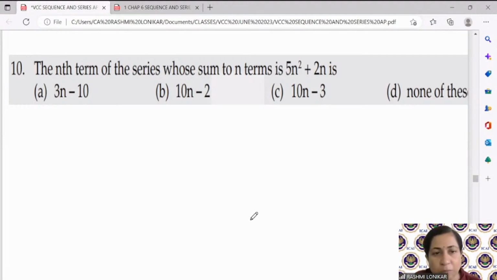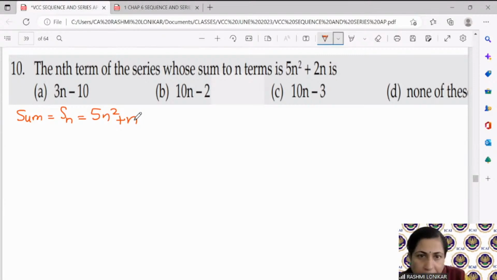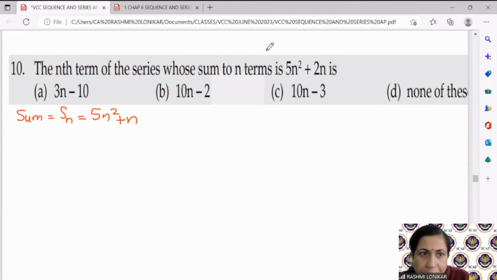Okay, now this sum I will show by the shortcut method. The nth term of the series whose sum to n terms is this. So what have they given to me? Sum, I know is written as Sn, is given by pi n square plus n. Now let me try to do this. Now they're asking the nth term of the series whose sum of n terms is given by this.